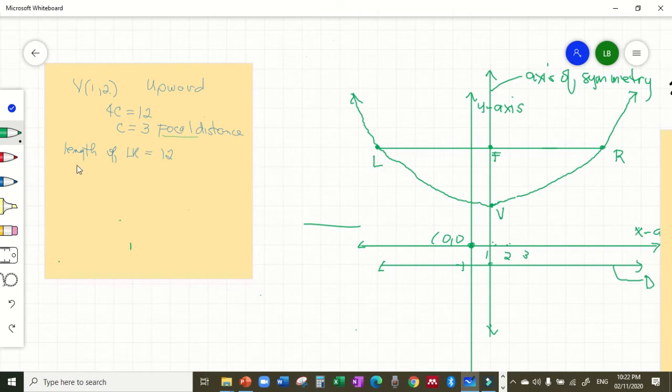So let us consider the other properties. So let's have the focus. So our focus is here. So this is our vertex (0, 0). The focus is (1, 5). And the ends of the latus rectum: point L, so this point is (-5, 5). And our point R is (7, 5).